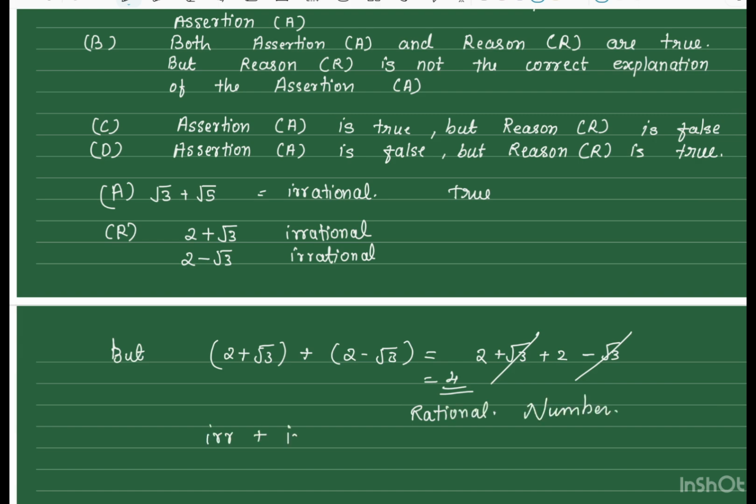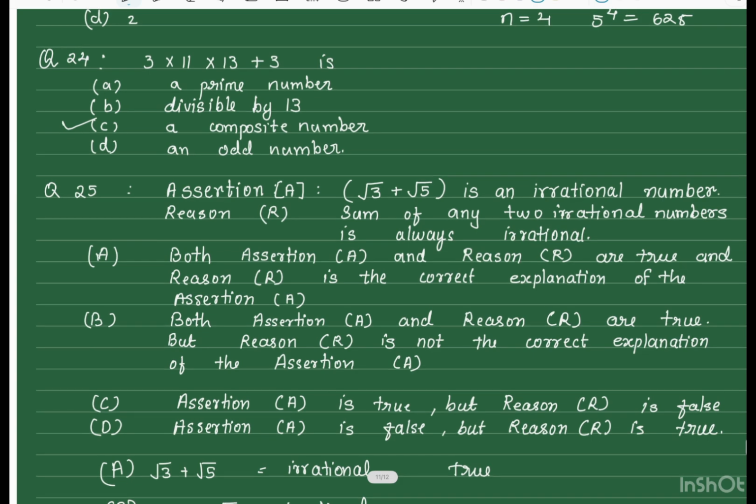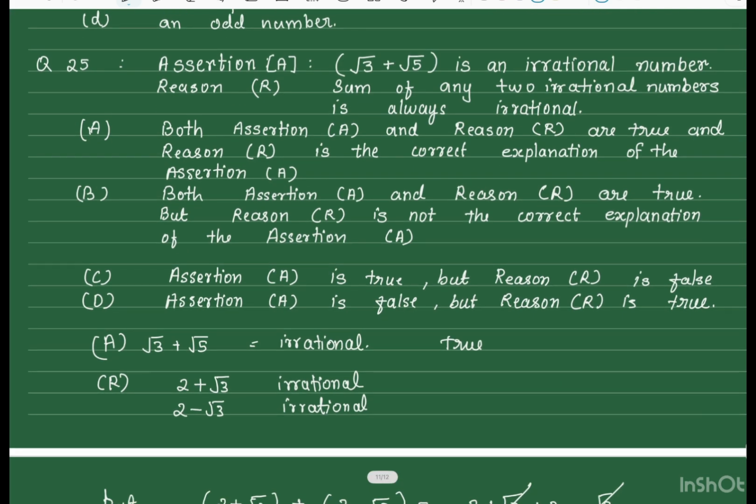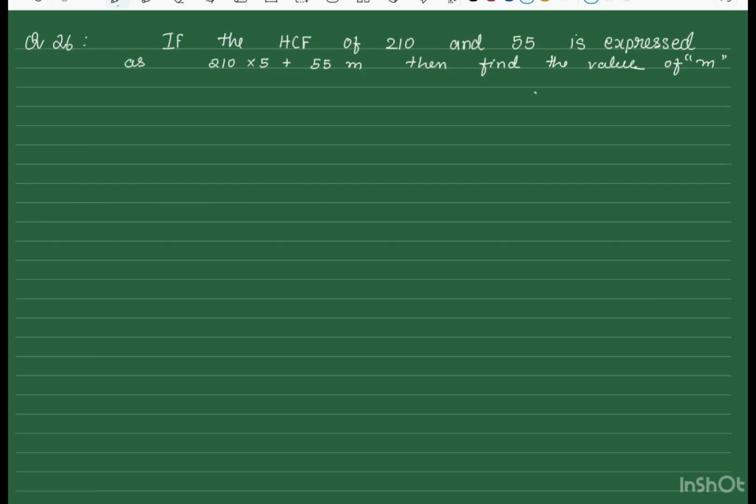Therefore, sum of irrationals is not always irrational for some cases. Therefore, reason R is not true, but assertion is true. So the answer C is correct.